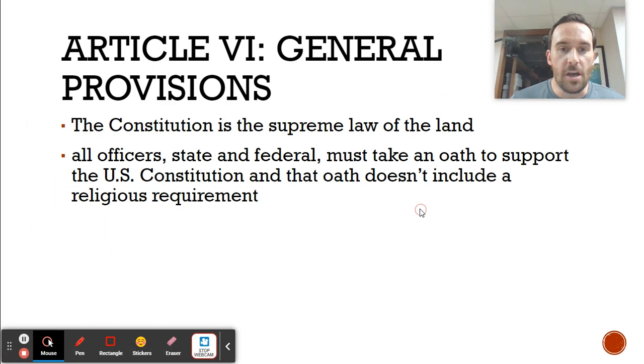Moving on, we are going to talk about Article 6, which talks about general ideas and general provisions about how the Constitution runs and how the government is supposed to follow it. It says that the Constitution is the supreme law of the land, which means that if a state wants to do something, but it goes against the Constitution, then that state's not allowed to do it.